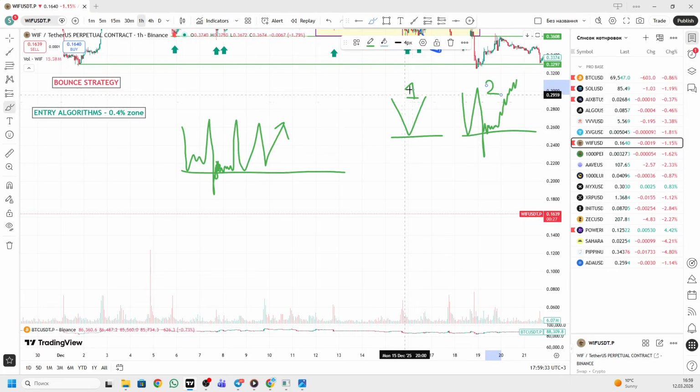What do you think? Which one is stronger? So here we have just break of structure. Here we have break of structure plus wick through the level plus impulse candle tail. So which one is stronger? Yes, of course, it is the second one.